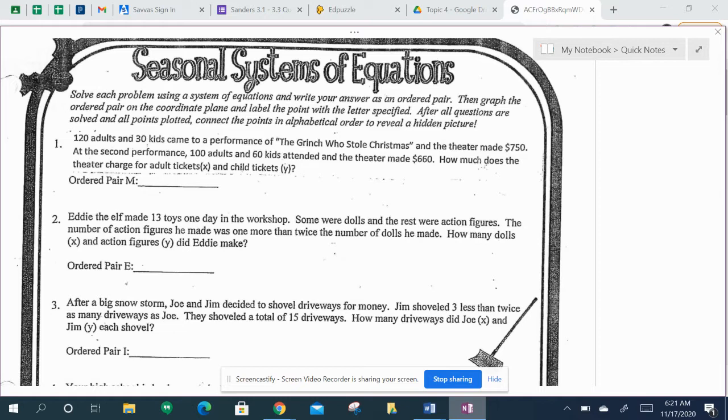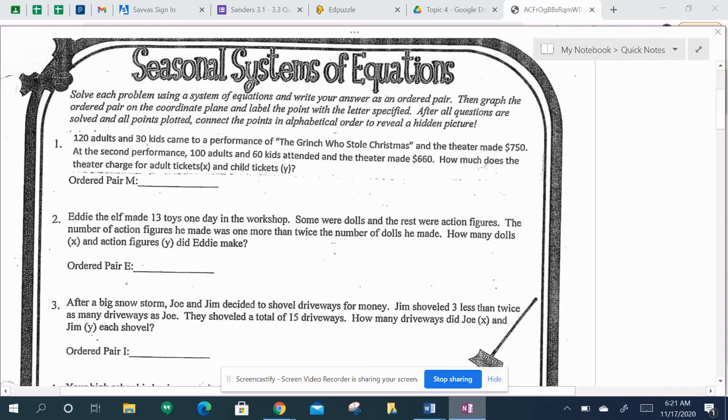So question number one says 120 adults and 30 kids came to a performance of The Grinch Who Stole Christmas, and the theater made $750. At the second performance, 100 adults and 60 kids attended and the theater made $660. So how much does the theater charge for adult tickets, x, and child tickets, y? So they're telling us what the variables stand for. x is adult tickets, child tickets is y.